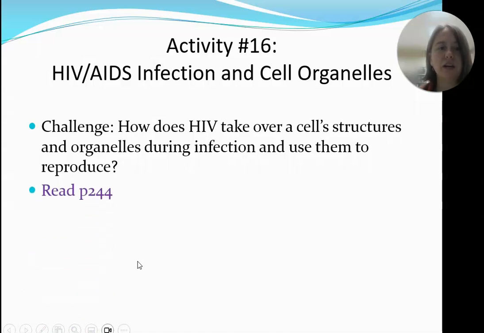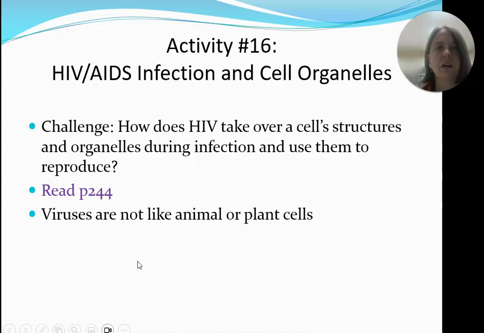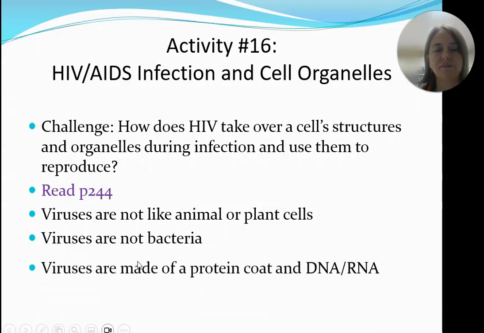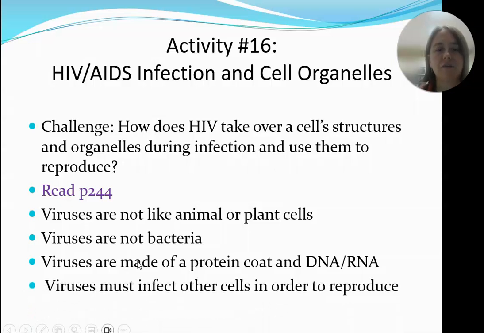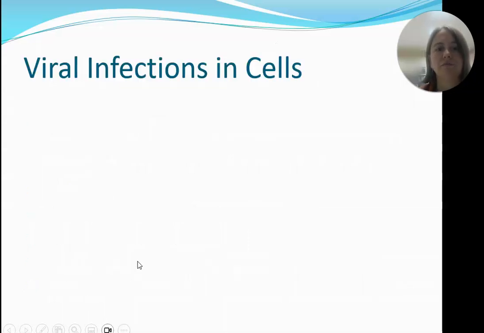In class, we're going to be reading page 244, and we're going to talk about how viruses are not like animal cells, they're not like plant cells, they're not like bacteria cells, they are totally different. So please write all this down. A virus is made of a protein coat and then either DNA or RNA inside. A virus is different than any other living thing because it cannot reproduce on its own. It must infect another cell to be able to reproduce.